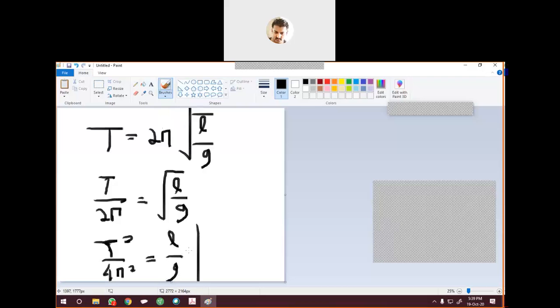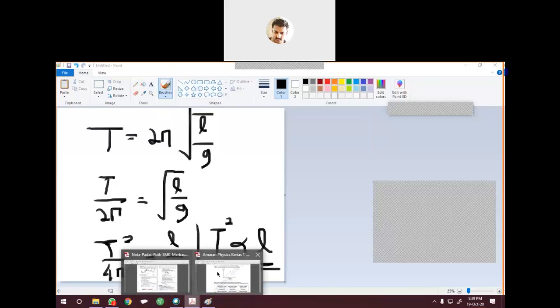So from here we can conclude that T squared is directly proportional to L. Okay, why don't we consider G and 4 pi? Because 4 pi is a constant, G is a constant. You cannot increase and decrease G. That's why the only thing that changes here is the period with the length of the pendulum.